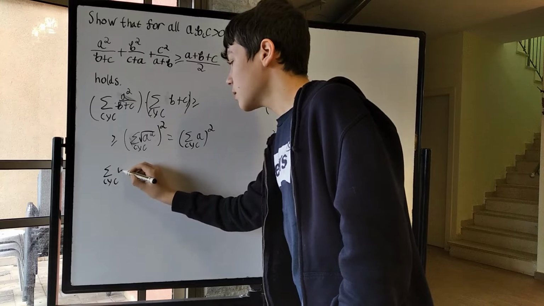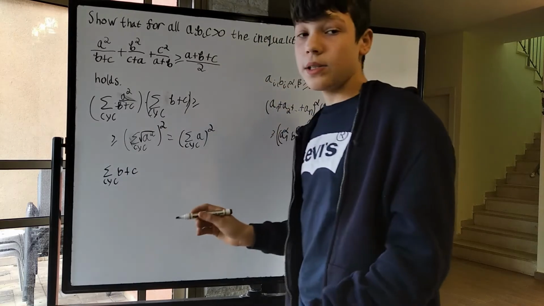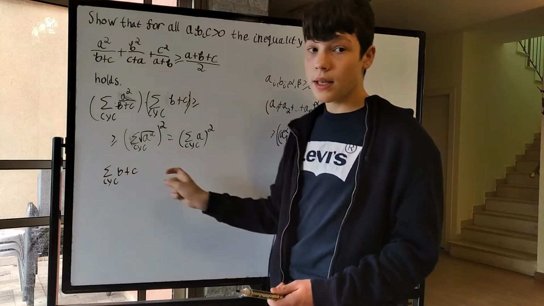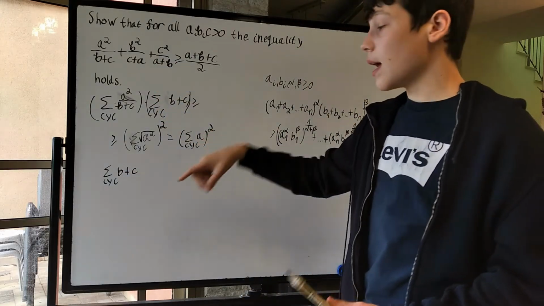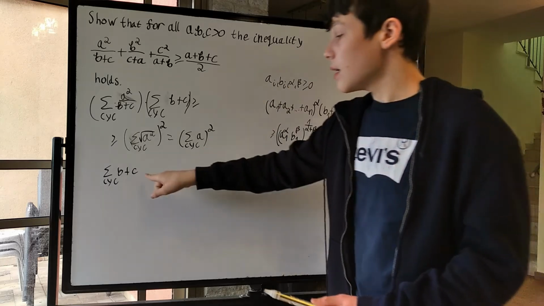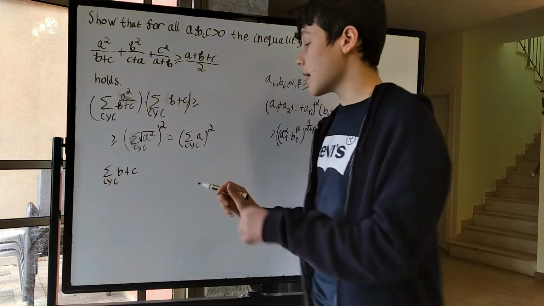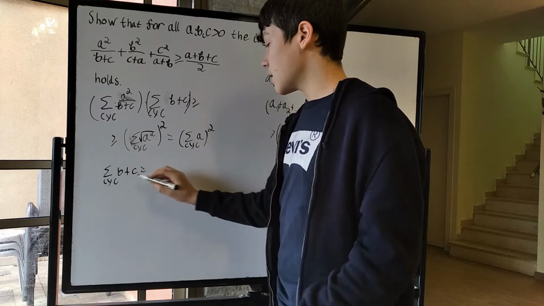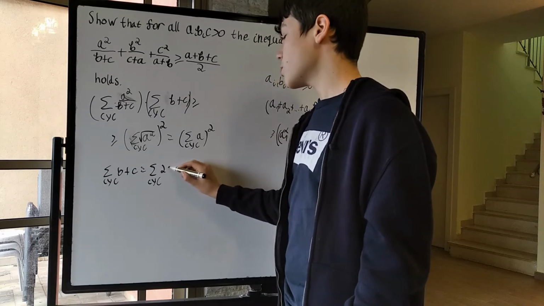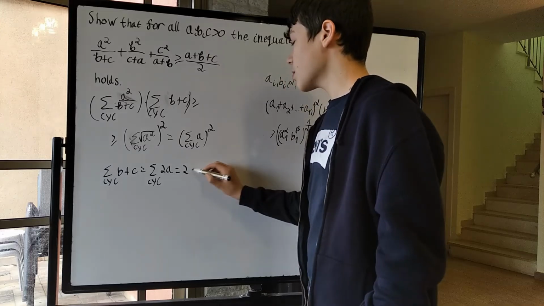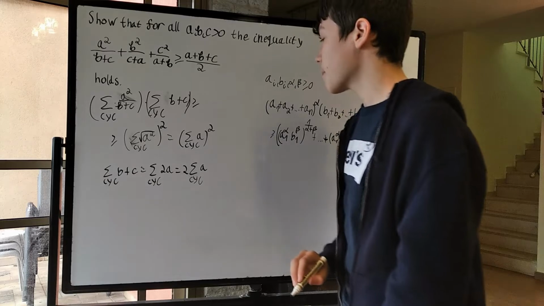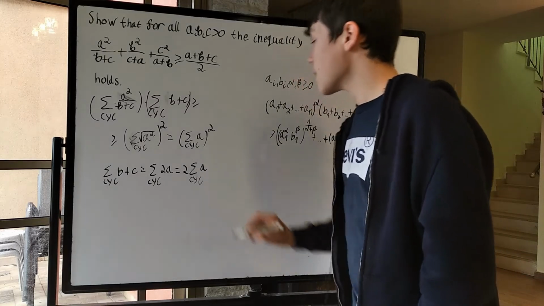Now notice, what is the cyclic sum of b plus c? What we can do is shift it along cyclically, so b gets shifted to a, we can shift b backwards to a, and c we can shift forwards to a, to get that this is the cyclic sum of 2a, or 2 times the cyclic sum of a.